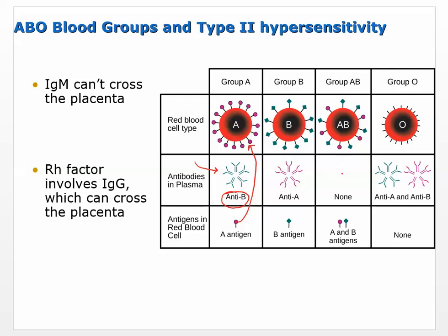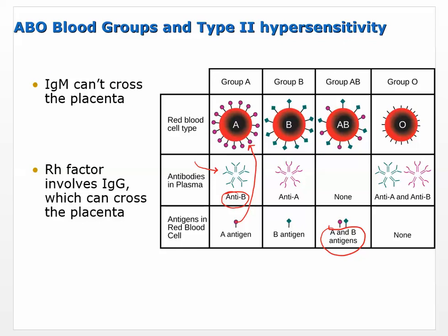Okay? Because you already have the A and B antigens, you don't want to produce antibodies against your own blood. If you do, you're going to die. You're not going to be able to survive. Okay? In group O, you don't have either antigen, so that means you're going to produce antibodies against both.